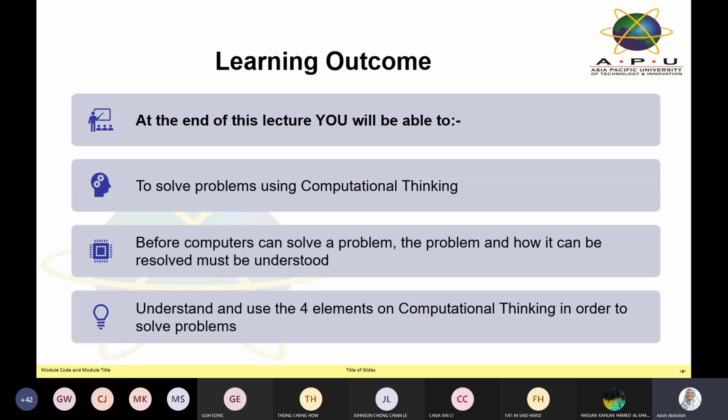Before computers can solve a problem, the problem and how it can be resolved must be understood. Understand and use the four elements of computational thinking in order to solve the problem. We have decomposition, pattern recognition, abstraction, and designing the algorithm.